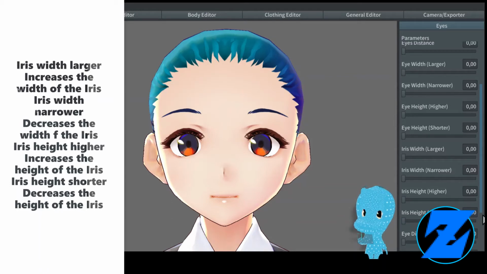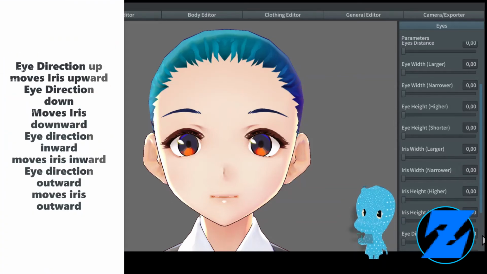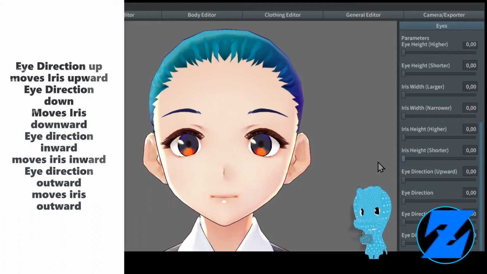Iris height higher, increases the height of the iris. Iris height shorter, decreases the height of the iris. Eye direction up, moves iris upward. Eye direction down, moves iris downward.